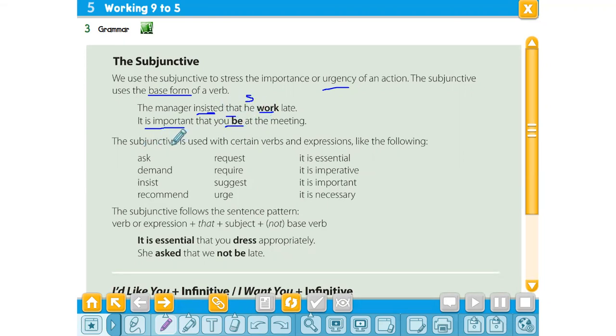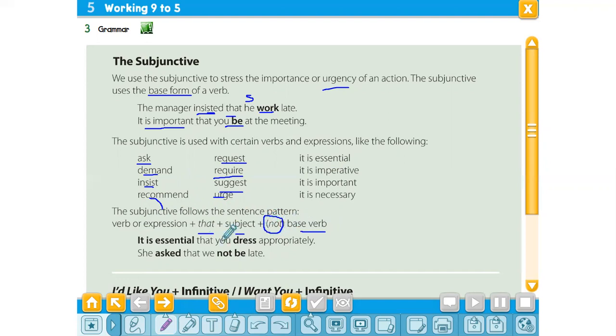Pay attention, the subjunctive is used with certain verbs and expressions. Okay, you must underline and keep in mind. Ask, demand, insist, recommend, request, require, suggest, argue. It's essential, it's important, it's imperative, it's necessary. Okay, these are subjunctive expressions and verbs. The subjunctive follows the sentence pattern: verb or expression plus that plus subject and base form. If you want to make this sentence negative, you will add not before the base form.